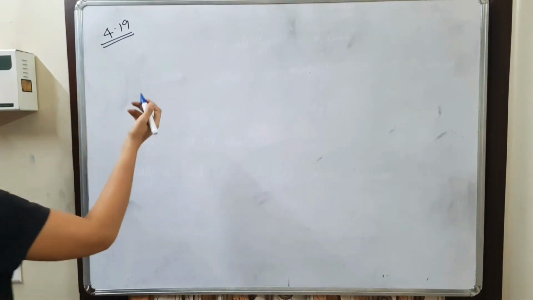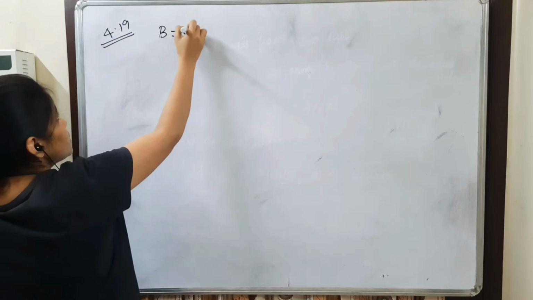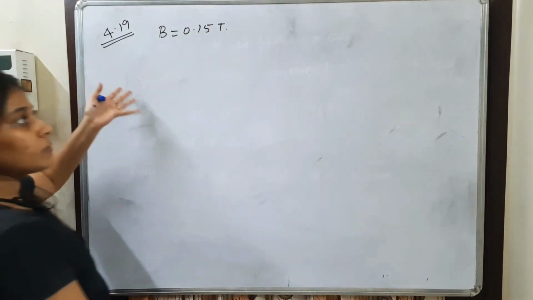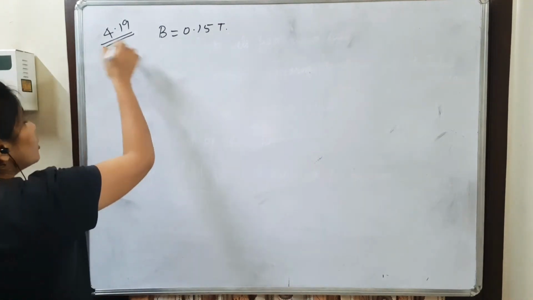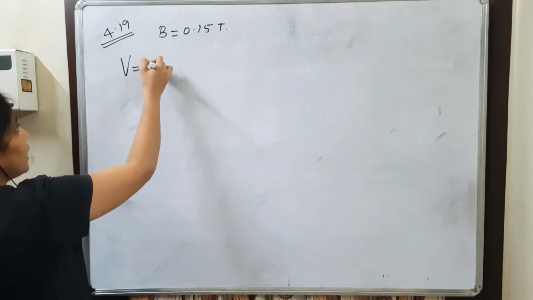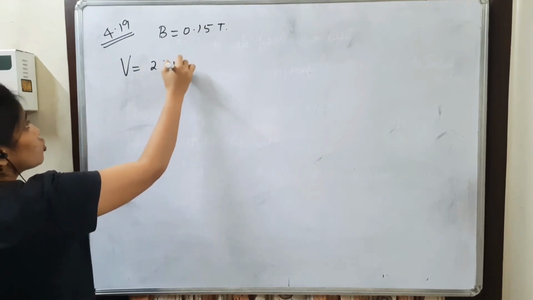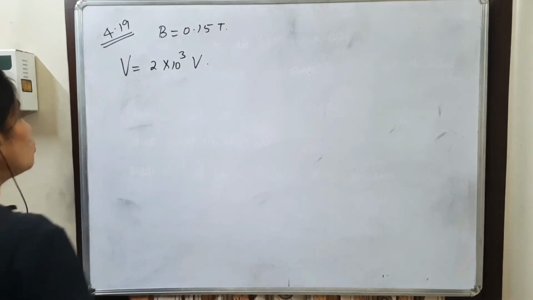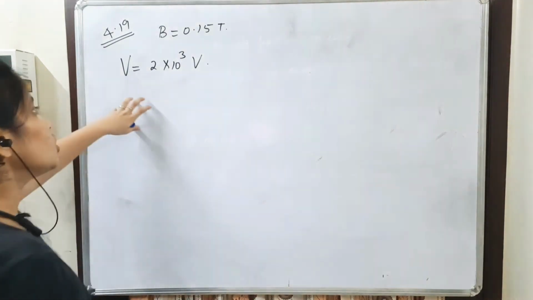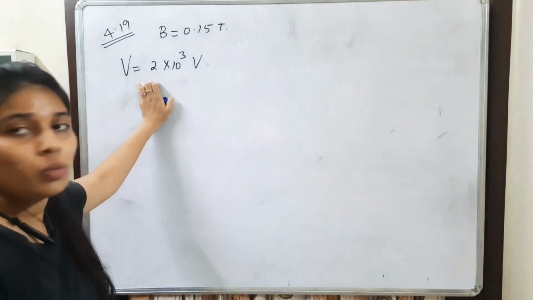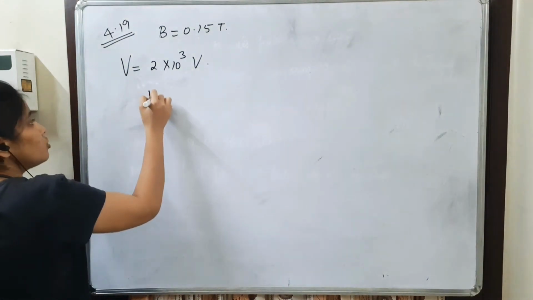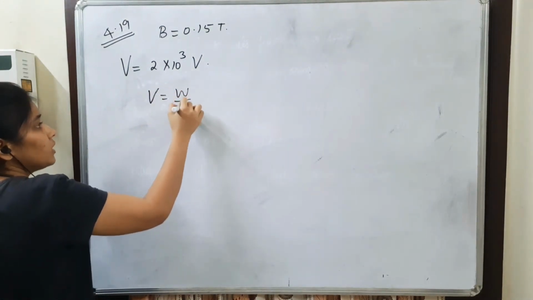In the next question, they have given a magnetic field whose strength is 0.15 Tesla, and on this magnetic field you are sending an electron through a heated cathode. The potential of that cathode per electrode is 2 kilovolt, so 2 into 10 power 3 volt. Now, what is the connection between voltage and the electron? The velocity of the electron depends upon the voltage from which it has been ejected. How are they related? You know very well, voltage is equal to work done by charge.